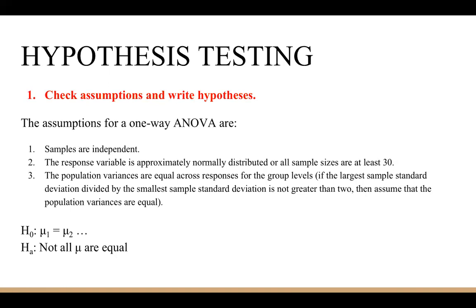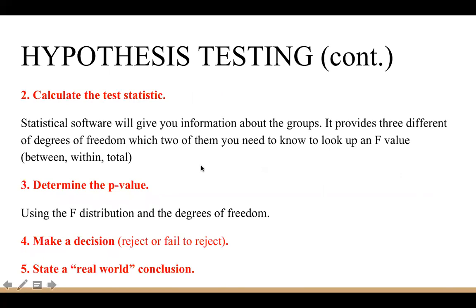And when you're writing your hypotheses for one-way ANOVA, for the null hypothesis, you're going to make each group equal to each other. And then in your alternative, they will not all be equal to each other. So it really just depends on the problem that you're given there. But you just want to make sure that not all of them are equal in the alternative hypothesis.